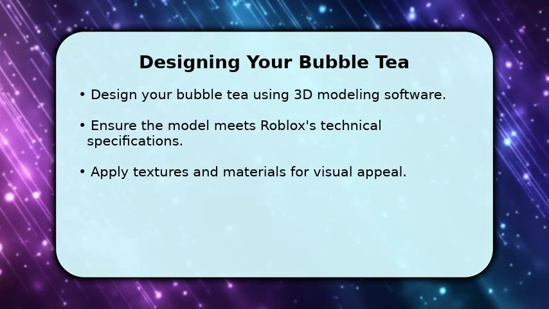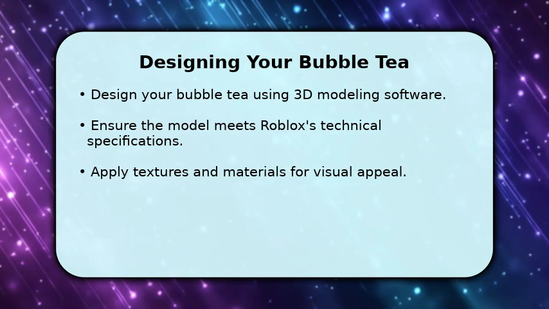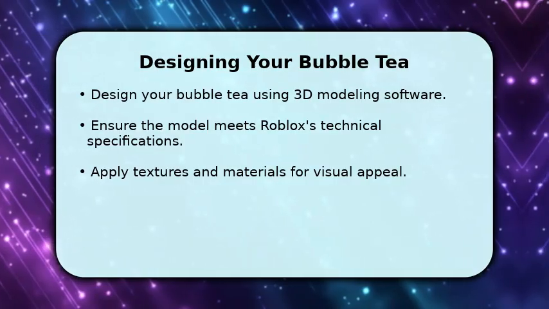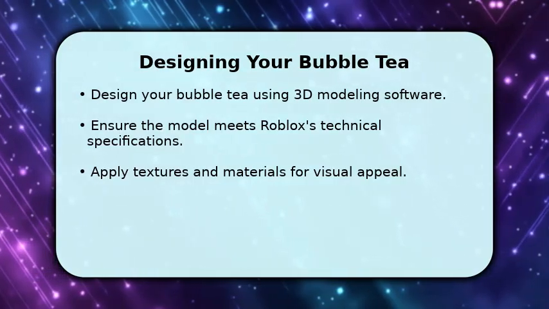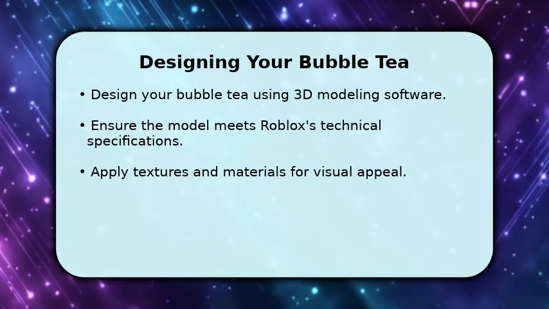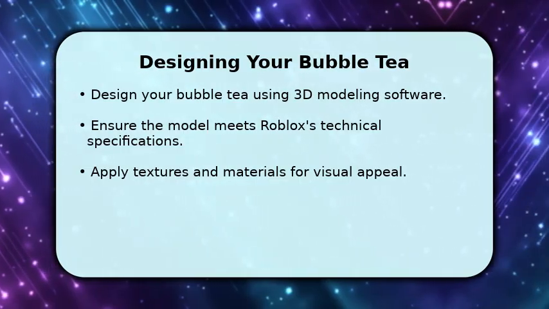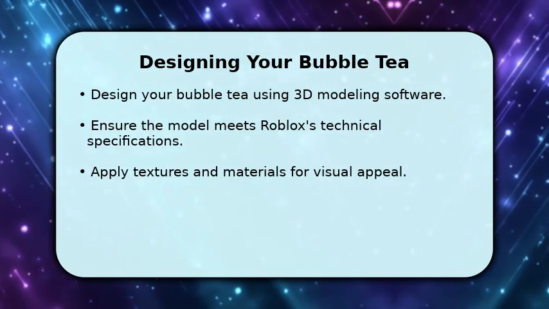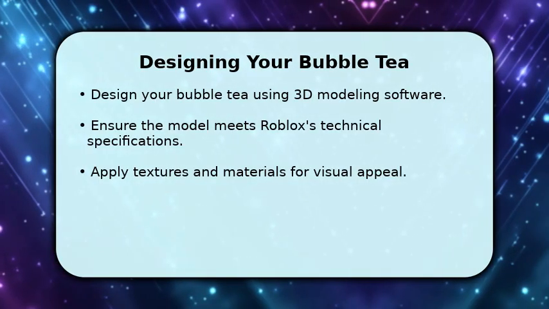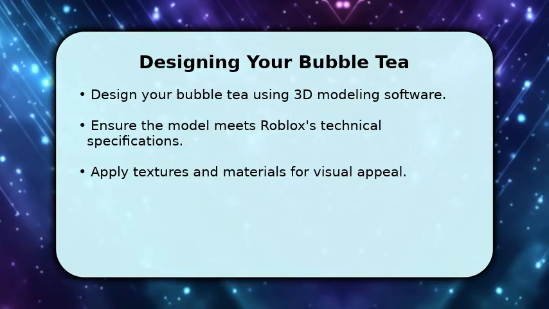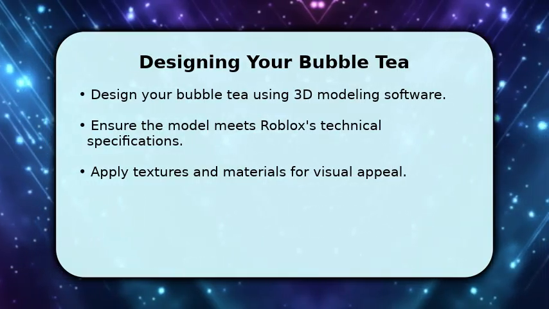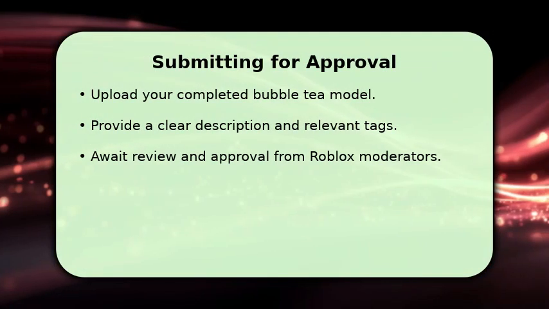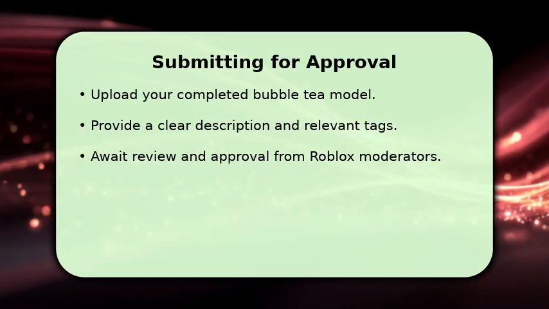Next, you will design your Bubble Tea item using a 3D modeling software like Blender or Maya. Your model must adhere to Roblox's technical specifications, including polygon count and texture size, to ensure optimal performance. For example, accessories typically have a polygon limit of 4,000. After modeling, apply high-quality textures and materials to give your Bubble Tea a realistic and appealing look, making it stand out to potential buyers. Once your Bubble Tea model is complete, you will upload it to the Creator Hub.